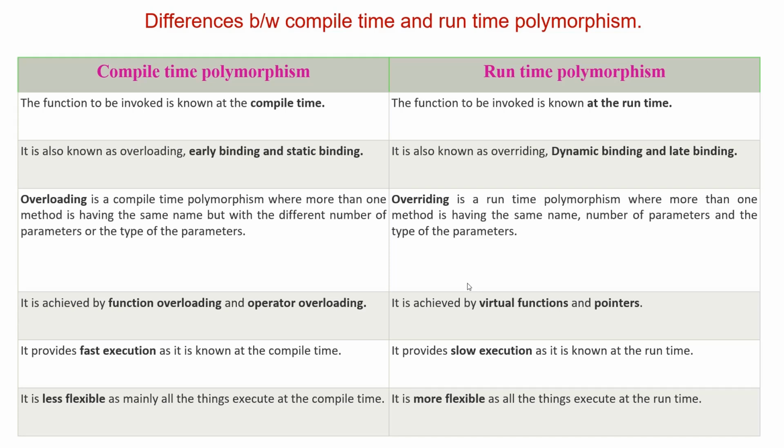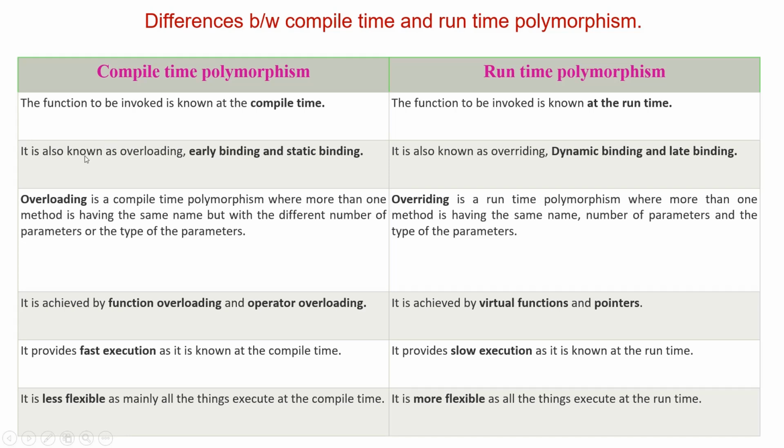On the left-hand side, compile time polymorphism is there, and on the right-hand side, runtime polymorphism is there. First point of compile time polymorphism: the function to be invoked is known at compile time. First point of runtime polymorphism: the function to be invoked is known at runtime.